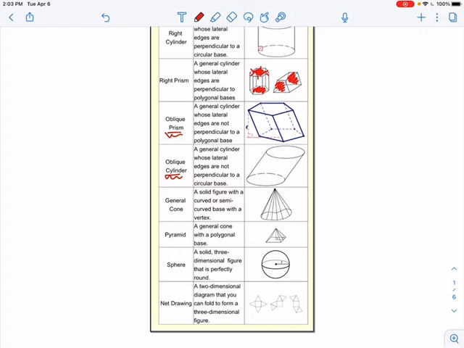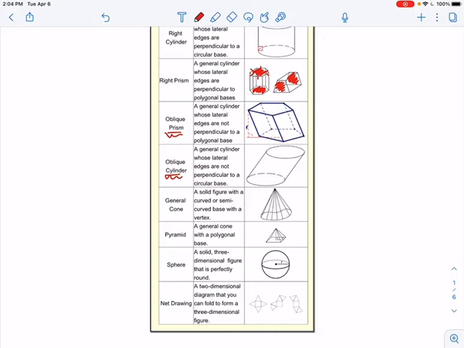A general cone. A general cone is a solid figure with a curved or semicircular base with a vertex. A pyramid is a general cone with a polygonal base. A sphere is a solid three-dimensional figure that is perfectly round. It's a tennis ball, it's a volleyball, it's a basketball.